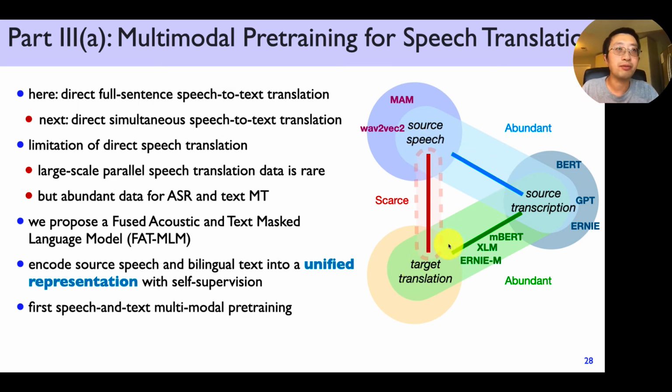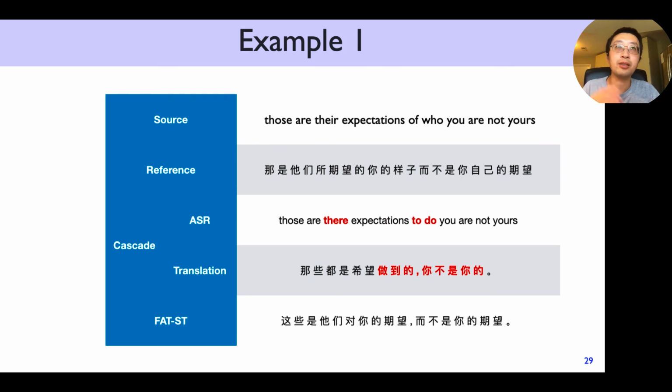But we can go on a detour and use all these different modalities of parallel text, of training corpora. Then we can have a lot more data, tens or 100 times more than direct speech-to-target translation alone, right? So we propose a unified representation encoding that can encode all these different modalities and all these different kinds of data. And it's the first speech and text multimodal pre-training. So it can improve speech-to-text translation quality over the cascaded system, for example.